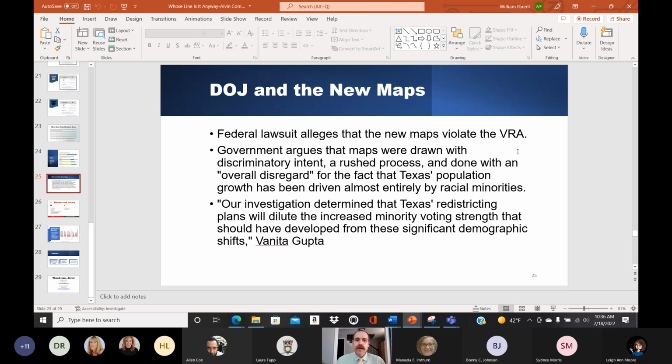Really appreciate that. Department of Justice and the new maps. Federal lawsuit alleges that the new maps violate the Voting Rights Act of 1965. Government argues the maps were drawn with discriminatory intent, a rush process, and done with an overall disregard for the fact that Texas's population growth has been driven almost entirely by racial minorities. Our investigation determined that Texas redistricting plans will dilute the increased minority voting strength that should have developed from those demographic shifts.